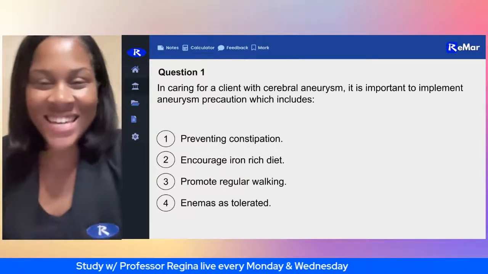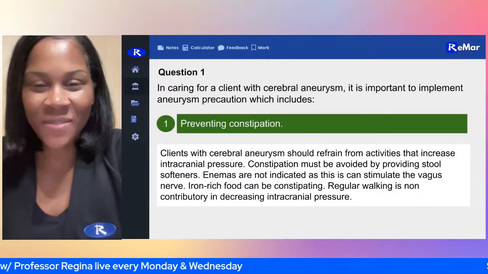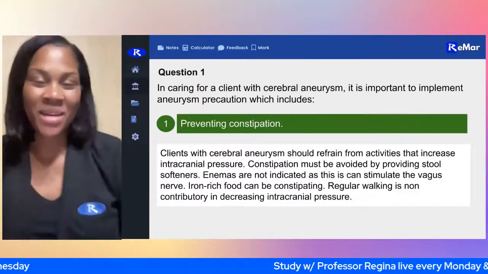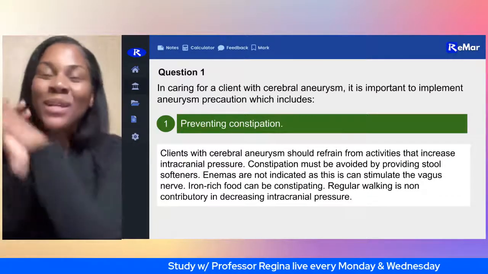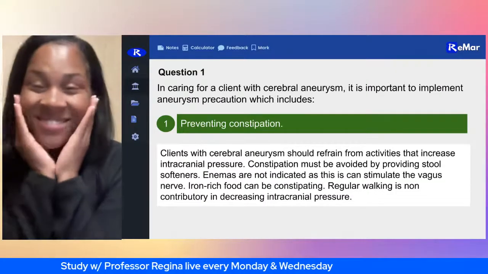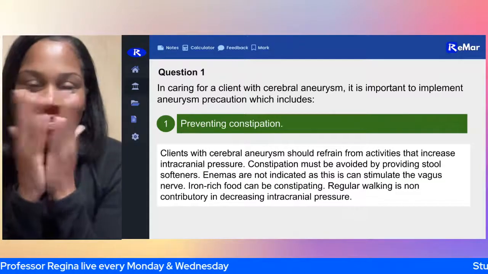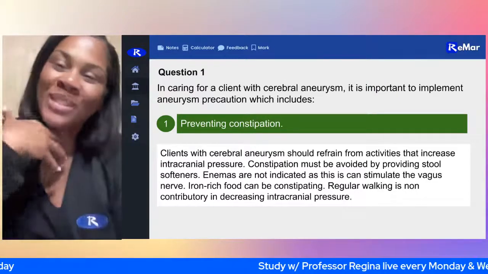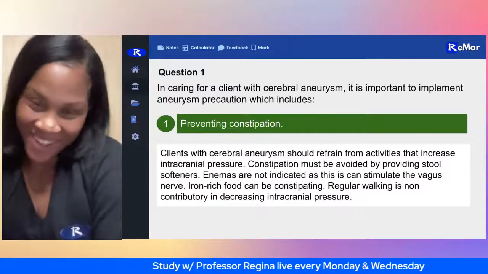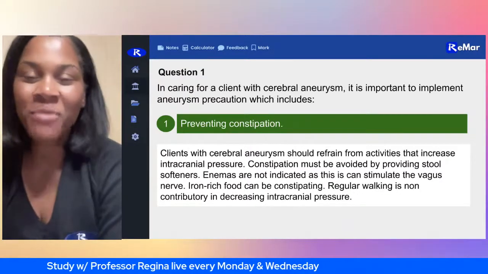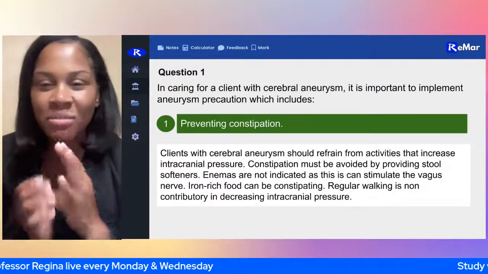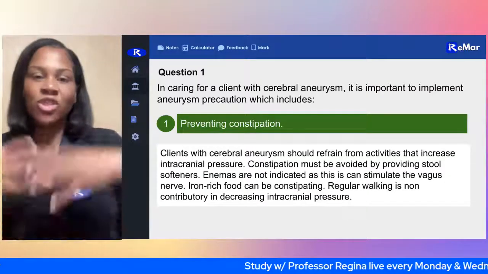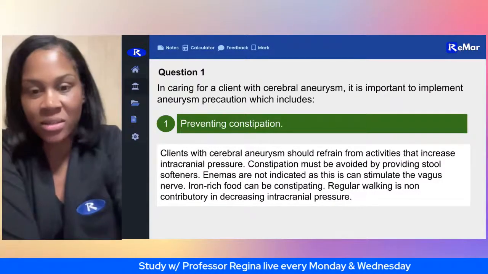Correct answer is, did you get this one? Number one, preventing constipation. Pray for my strength about this internet. Oh man. Okay. Because everything is kind of glitching, and I'm just persisting, hoping that it is well. All right. Preventing constipation. So clients with cerebral aneurysms should not do things that increase intracranial pressure. Straining would be one of those things if they're constipated.